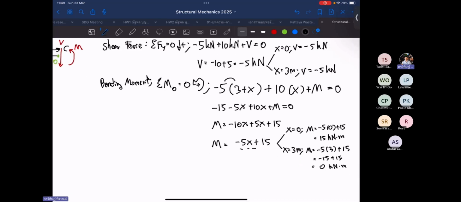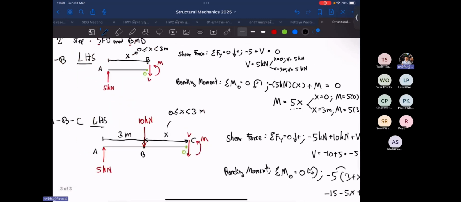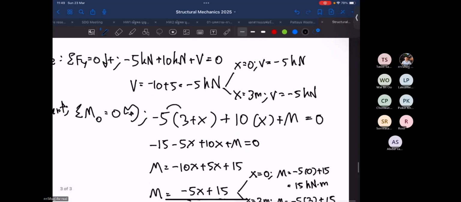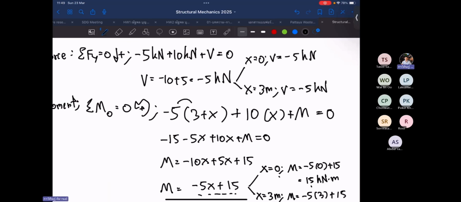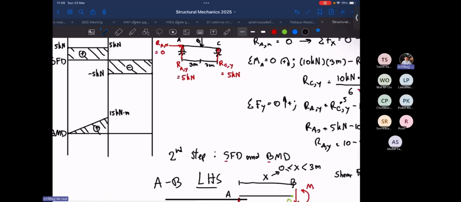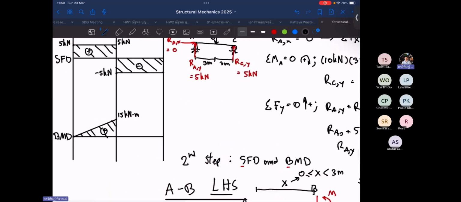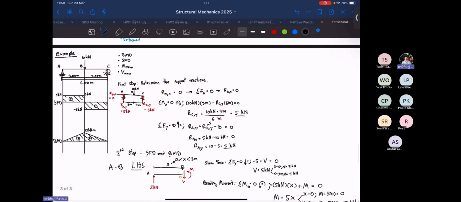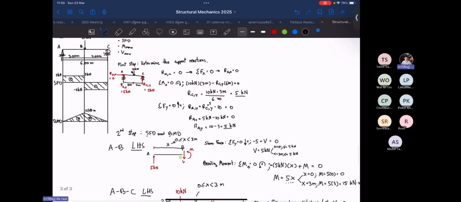Then this one is a linear equation, right? There is no power on the x, so it will be just a straight line. At x equal to 0, moment equal to 15. At x equal to 3, moment equal to 0. Then you will get this one. At x equal to 0, moment equal to 15. At x equal to 3, moment equal to 0. And all of this is positive. Then you get this shear force diagram and bending moment diagram.